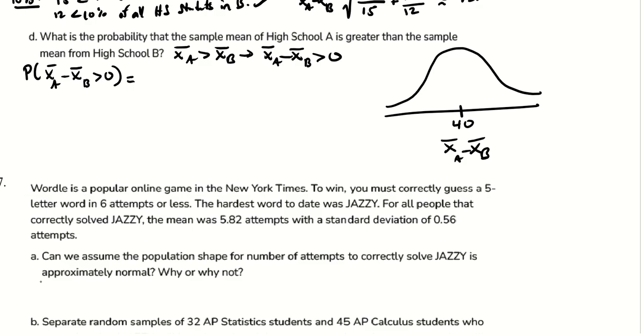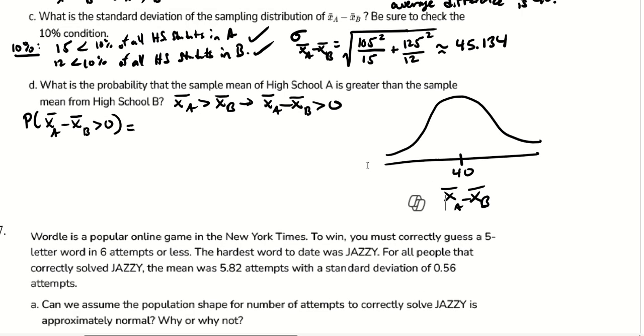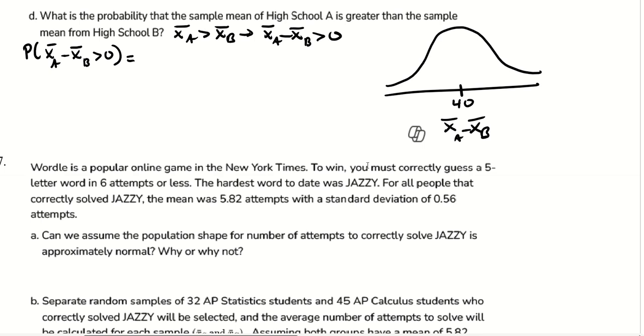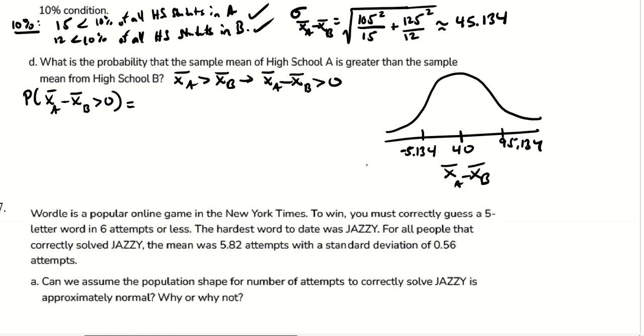And the standard deviation was 45, right? So we said 45.134. So it's going to go by 45s. So when I subtract 45 here, let's see, 40 minus 45.134, that's negative 5.134. Okay, so negative 5.134. And then here it's going to be 85.134. All right, so then in that case, we want this to be greater than 0. So 0 is here. We want it to be greater than. Okay, so it's the area to the right.